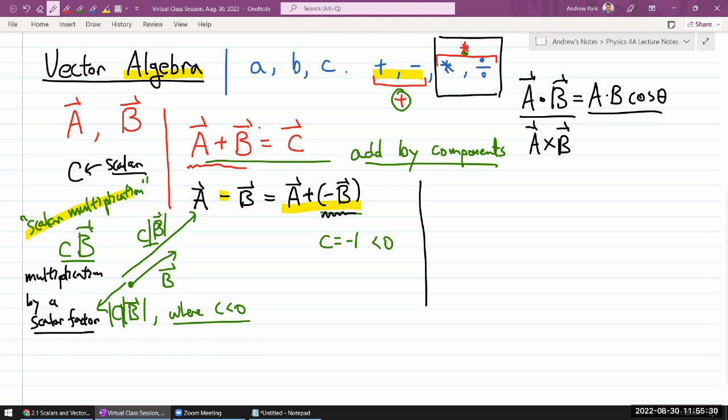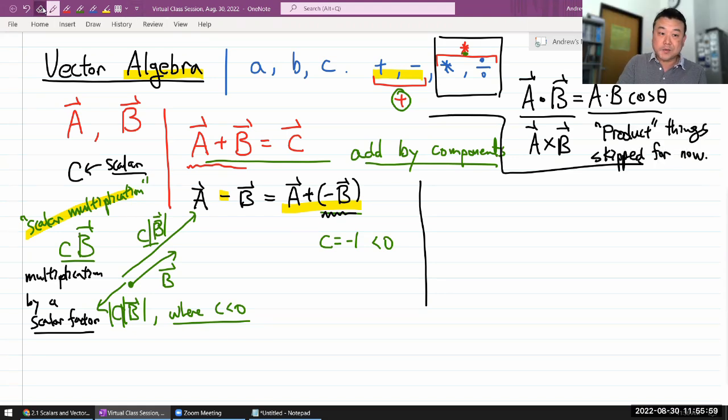We'll come back to this. The dot product becomes important when we introduce the idea of work and energy, so we will do a more proper coverage of that product then. Until then, these are the product things that we are skipping. Since we are skipping the product, really the only vector algebra we are dealing with is addition. To talk about addition, we need to introduce components so that we can add them by components. So let me use the remaining 10 minutes to talk about those vector components.